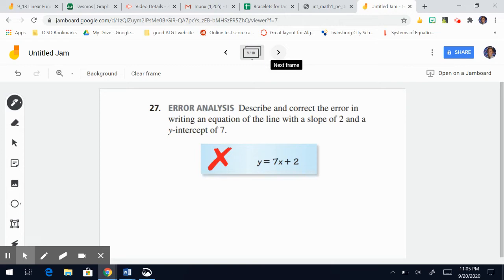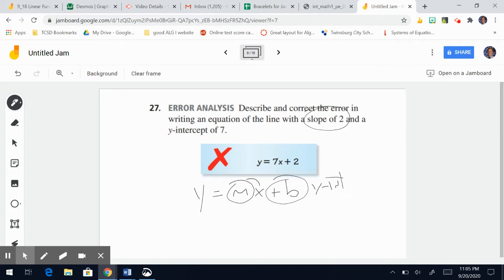Error analysis number 2. Describe and correct the error in the writing and equation of the line with a slope of 2 and a y-intercept of 7. So what goes first? y equals mx plus b. Slope goes with the x, and then b is going to be my y-intercept. So in this problem, it says a slope of 2.